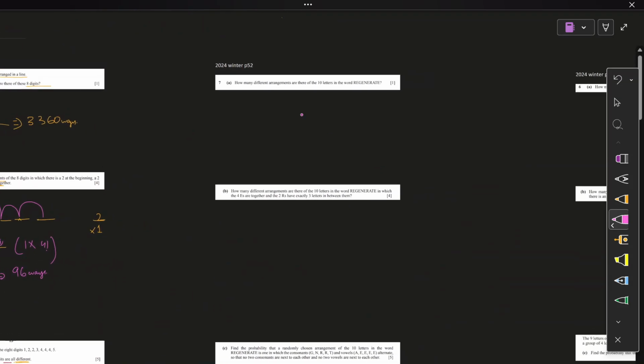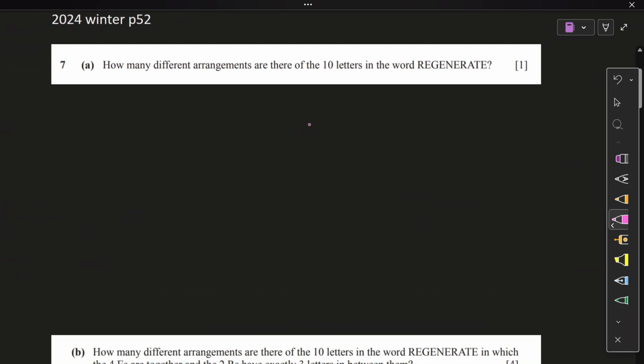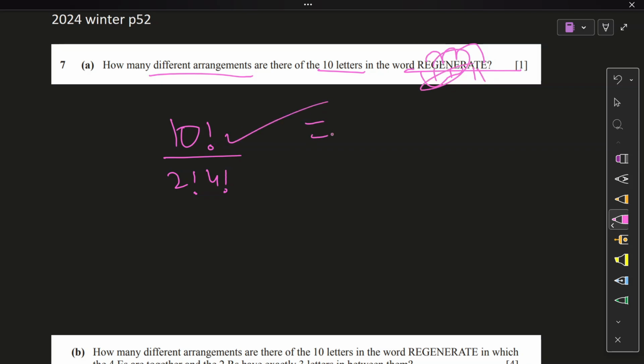Moving on to the second variant. I'll read it out before I get some water. It states different arrangements of 10 letters in this word. So 10 letters will be moving around, 10 factorial, divided by anything that repeats. R is repeating twice. E is repeating one, two, three, four, 4 times. Anything else? G, none. N, none. A, none. T, nope. So we're done. That's our answer.